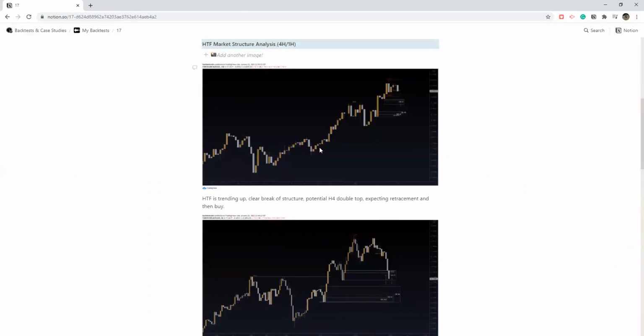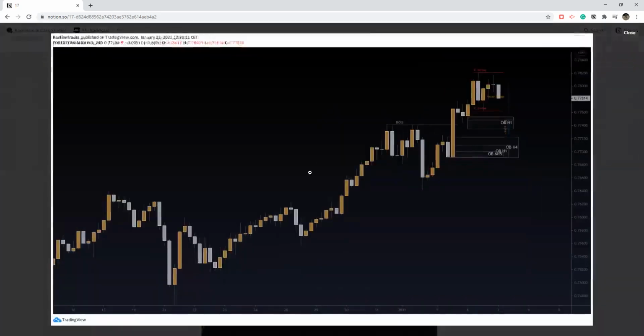Higher time frame is trending up. Clear break of structure, potential double top, expecting retracement, and then to buy. So you're selling in order to buy later. Yeah, so we have this OB. This OB is really clear. We have potentially another one right there that is not entirely clear.